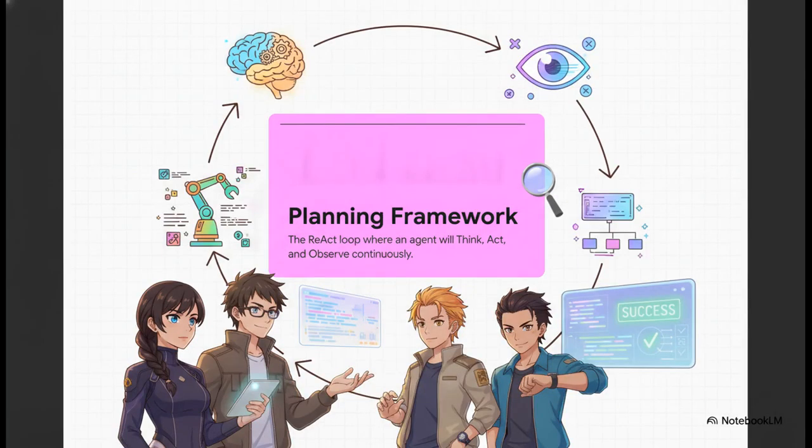But how exactly does it make that decision? That brings us to the planning framework. And specifically, we're talking about the ReAct loop, which stands for reason and act. The agent thinks about the task, takes an action using one of its tools, and then observes the result. Did the code compile? No? Okay. It reflects, adjusts its approach, and tries again. It just loops continuously until the goal is completely achieved.